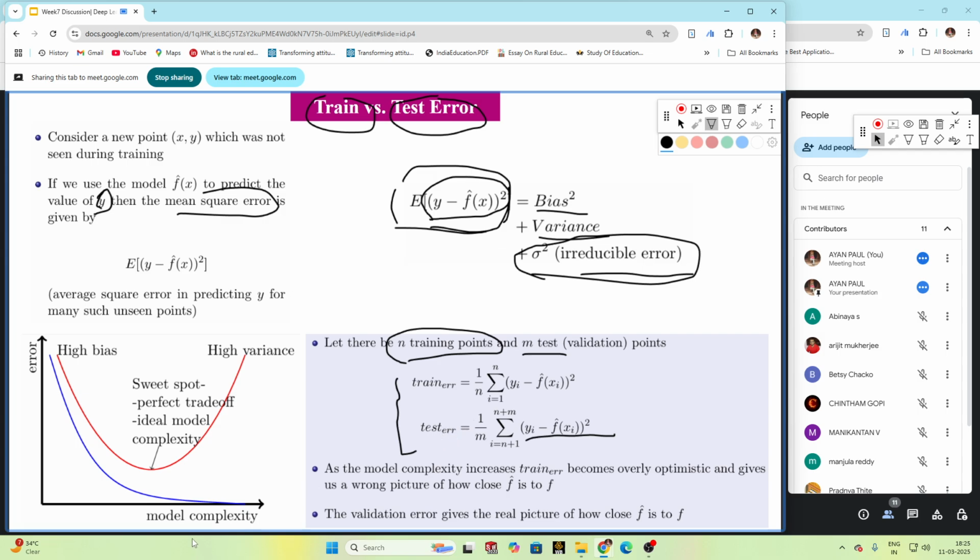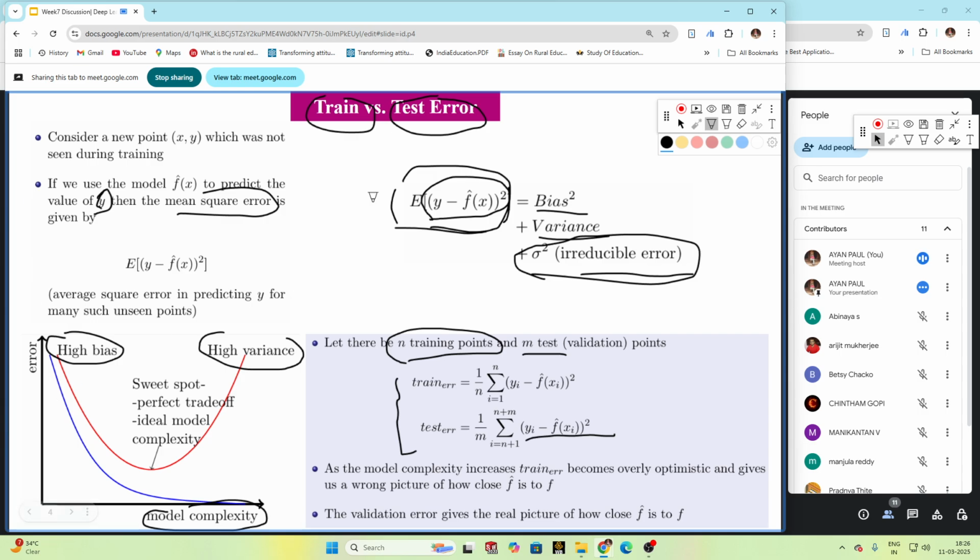Now, if you plot between the model complexity and the error, this blue color line is the curve for the train error, and this red color line is the curve for the test error. According to model complexity, we know that if we have a smaller model complexity, then we will be getting high bias. And if we have a very much higher model complexity, then we will have high variance. So these are two areas of the curve.